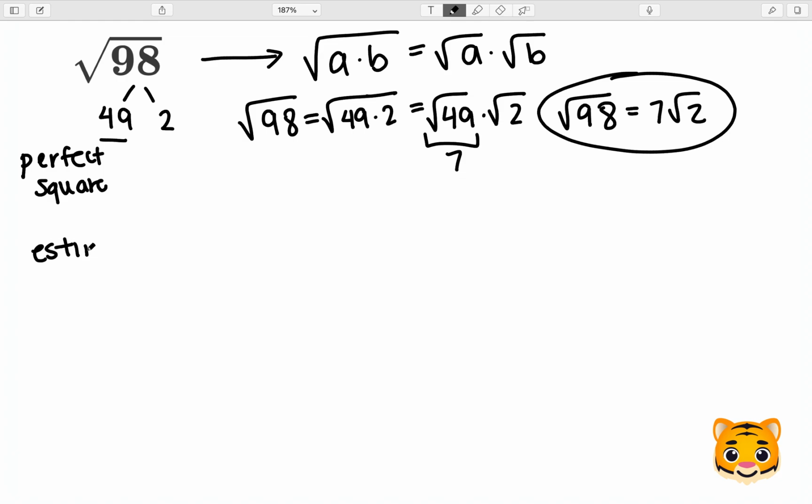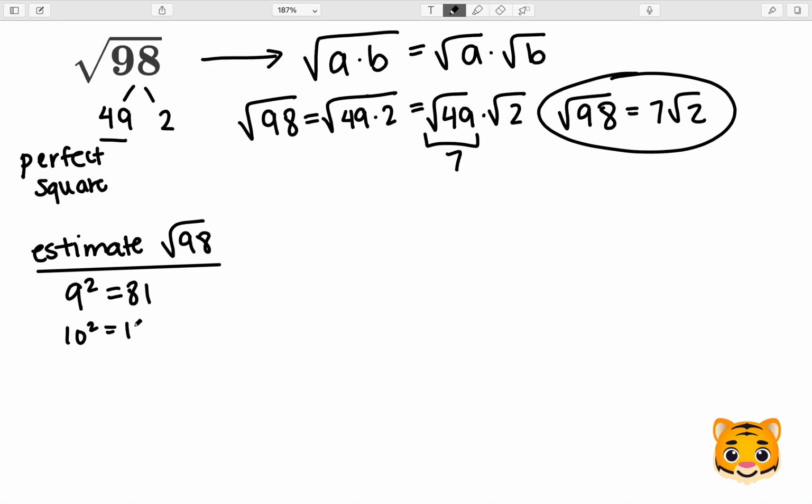We can go further to estimate the square root of 98 to give us a good idea of what this value is. In order to do this, we will look at perfect squares near 98. We can take a look at 9 squared, which is 81, and 10 squared, which is 100. As you can see, 98 lies between 81 and 100.